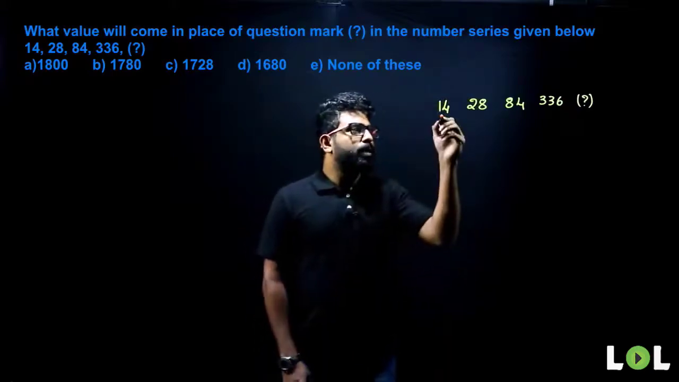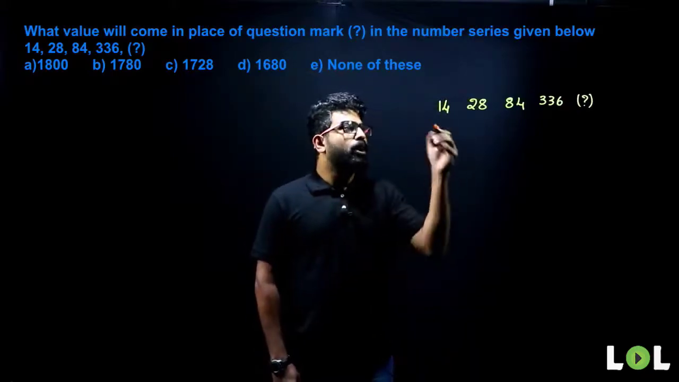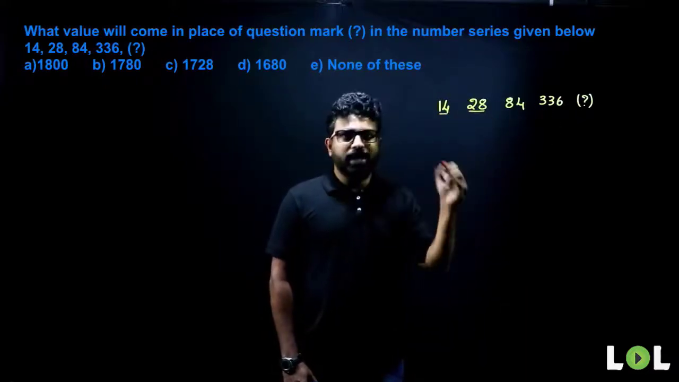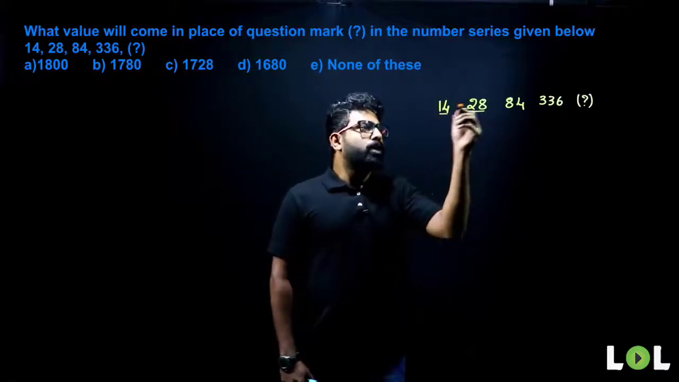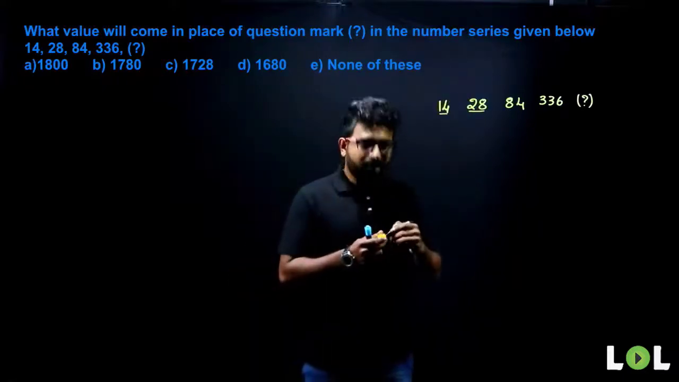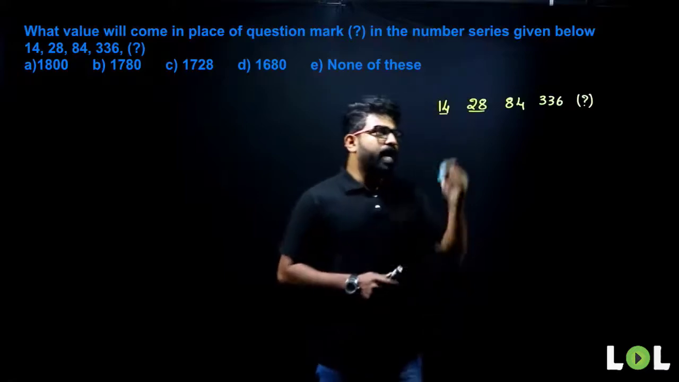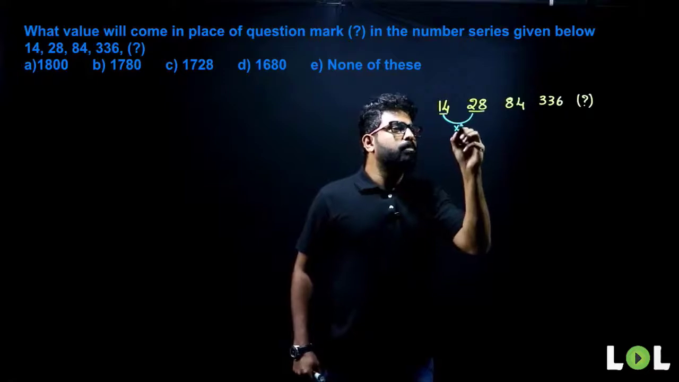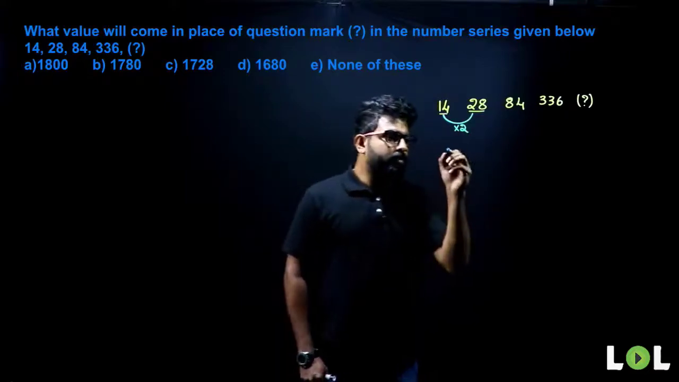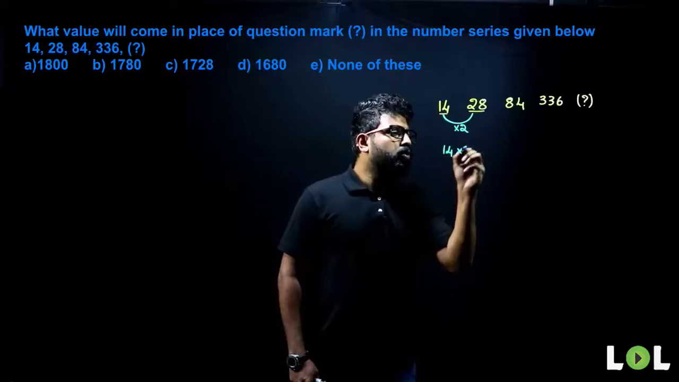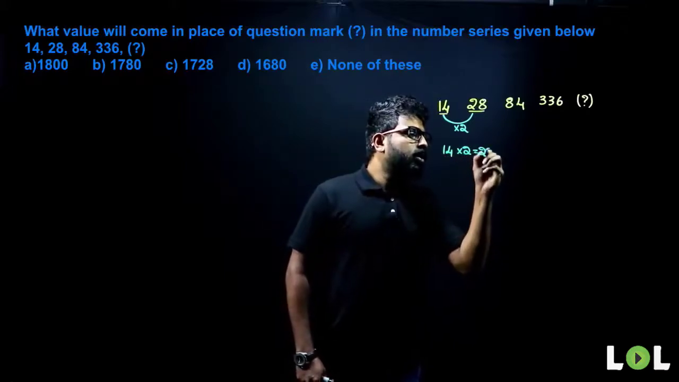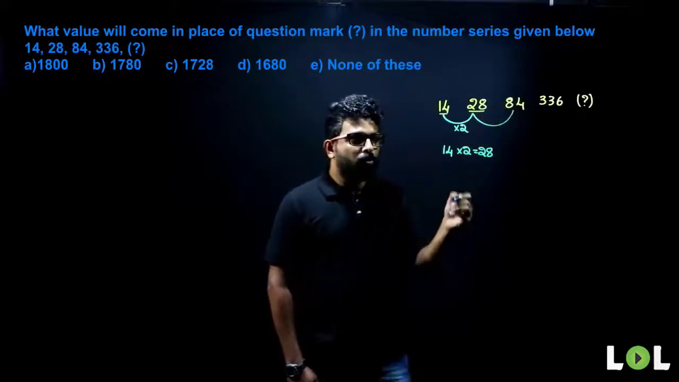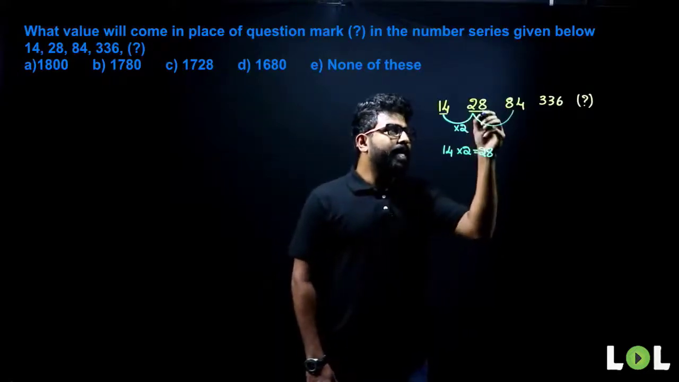It is very similar to our previous question which I have solved here. What's happening here? 14 to 28. Look at these terms. When you look at 14 and 28, what do you understand? 28 is twice of 14. So there is multiplication somewhere. 14 is multiplied by 2 to get 28. So 14 into 2 gives me 28. What about 28 and 84? If I compare 28 and 84, what do I get? See here, 28 into 3.